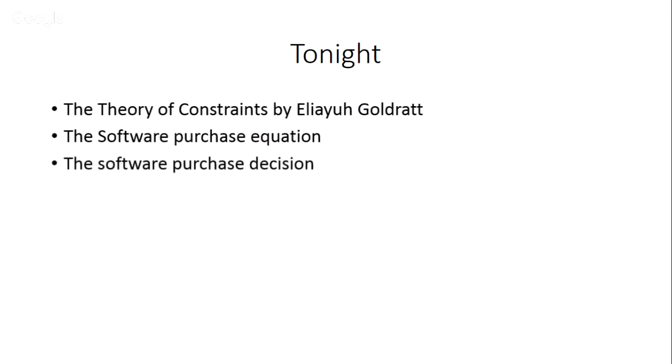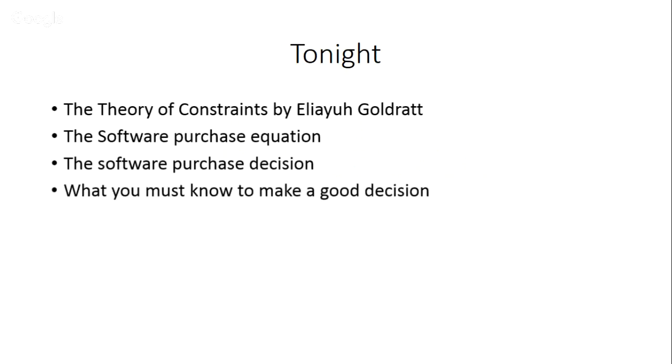I'm going to talk about the software purchase decision tonight. I'm also going to talk about what you have to know to make a good decision about software. Right? What do you have to know to make a good decision? Sometimes it's not what you think. So it's not going to be whether or not you've got the right server and all that stuff. I mean, all that stuff's important, but it's not going to be as important as what I'm going to be talking about tonight. I'm going to talk about what happens when you have a bottleneck.